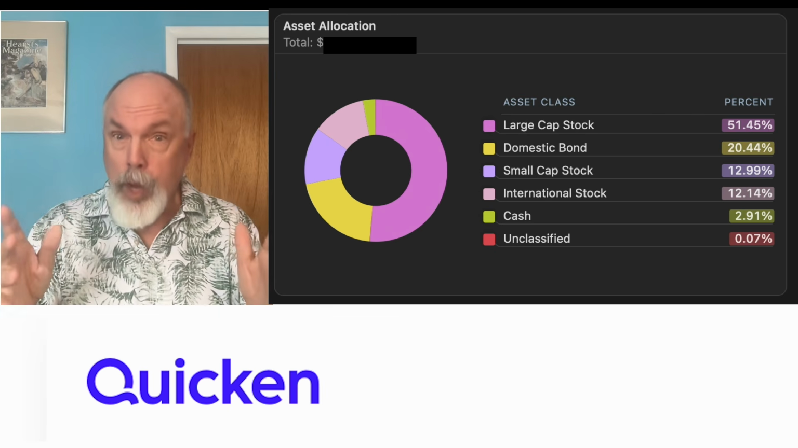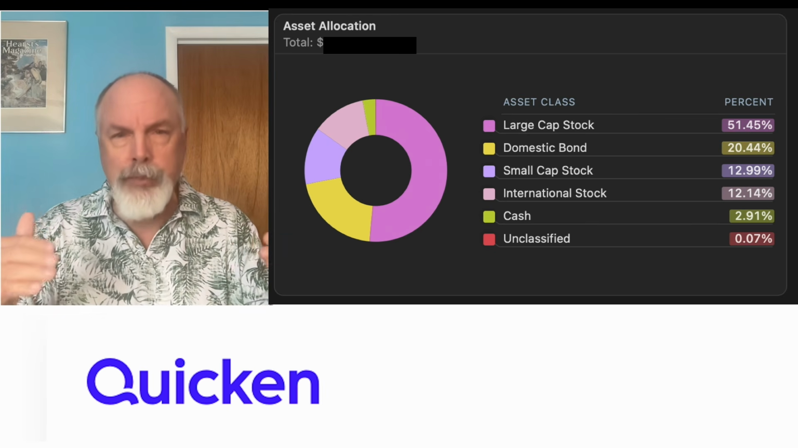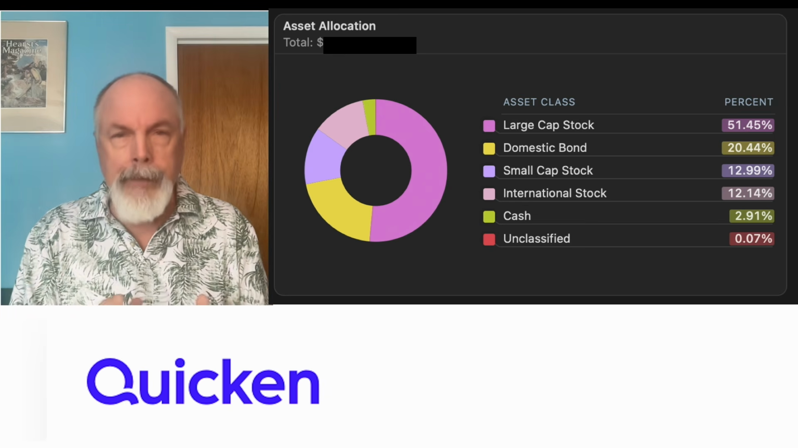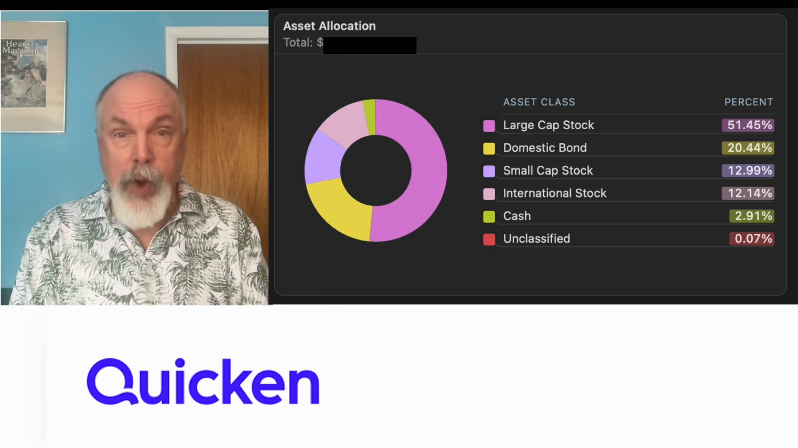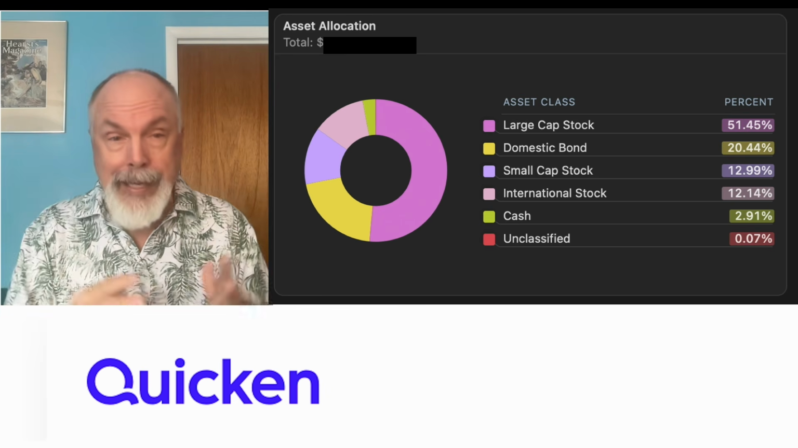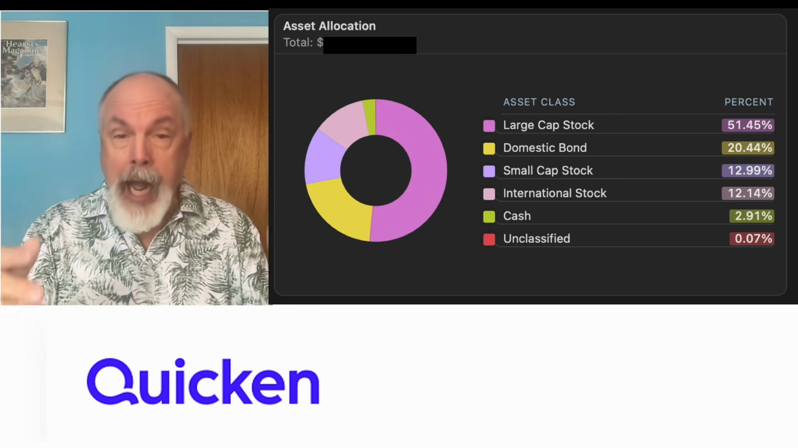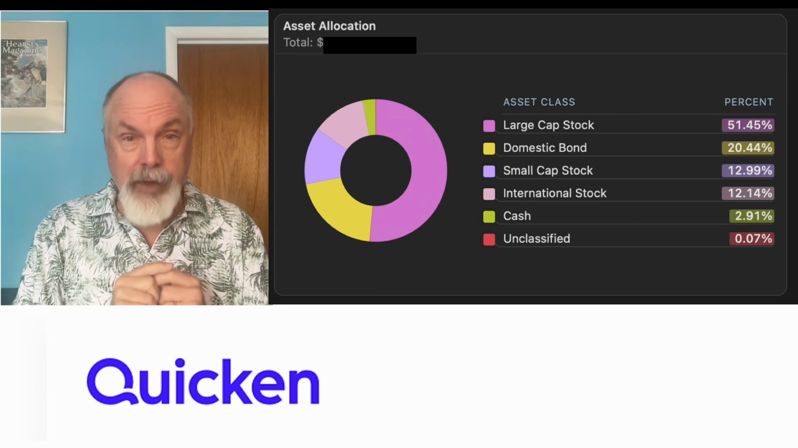Meanwhile, Quicken can also show me this overall asset allocation for all of my investment accounts on its dashboard. But this level of detail still doesn't go far enough because it doesn't include what we hold in our bank accounts. And that's why I download the data, as I'll explain at the end of this video.